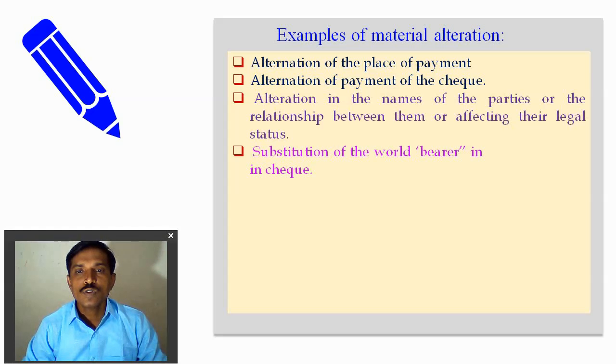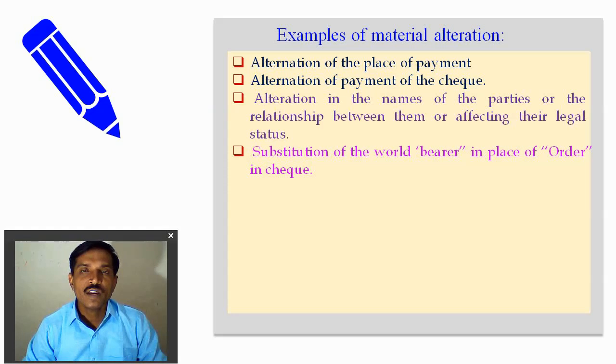The substitution of the word bearer in place of order in the check: sometimes the payee tries to change the word order to bearer, so that he can get the immediate money. But any alteration other than by the drawer is not allowed.